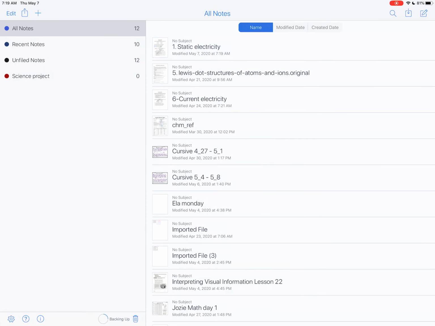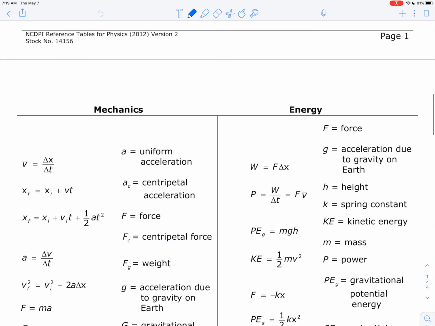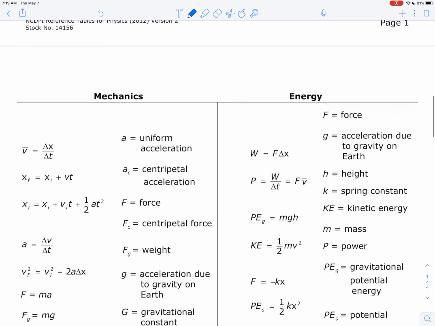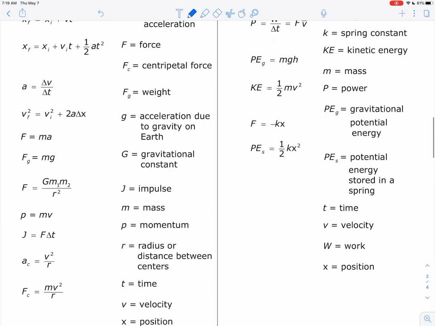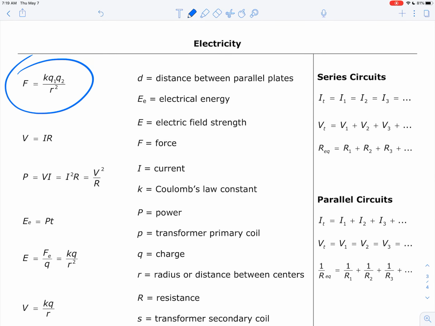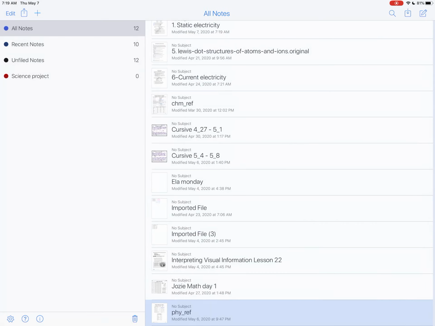I'm going to quickly go to your reference table, which you should have handy anyway. Let's just quickly look at some constants and equations that you're going to need. We're going to need Coulomb's law constant, which is 9 times 10 to the 9. And we are also going to be looking at Coulomb's law. And the equation we're going to use now is E equals V over D. E for electric field strength, not energy, equals voltage over the distance. And this is when we're dealing with parallel plates.